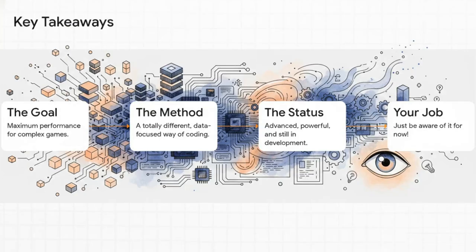All right, so let's boil this all down. What do you really need to remember from all this? Just 4 things. Number 1, the goal is maximum performance for huge games. It's all about speed. 2, it's a completely different data-focused way of coding, a whole new mindset. 3, it's super powerful, but it's also advanced and still evolving. And 4, this is the most important one for you right now. Your job is not to be an expert. Your job is just to be aware that this world exists.